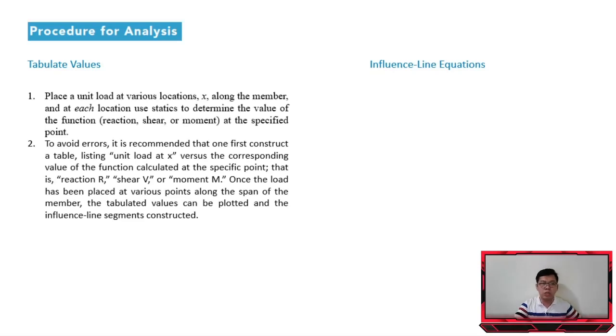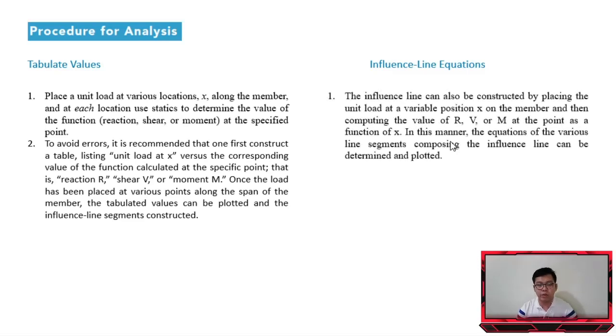Now, the next one is good, but it's a bit difficult. Actually, this method is also good, so it depends on you which one you will use, guys. The influence line can also be constructed by placing a unit load at a variable position x. Earlier, in the tabulated values, the locations were specific, at various locations x. Now, in these influence line equations, the location of the load is not specific, it's unknown.